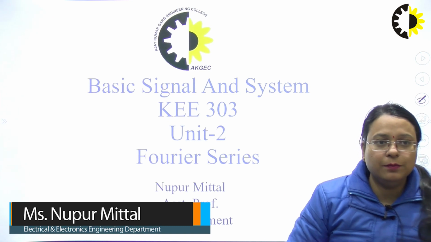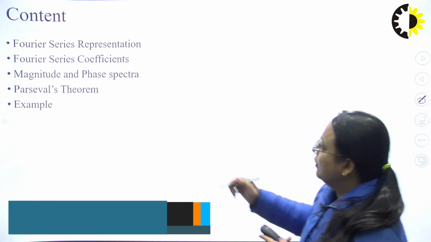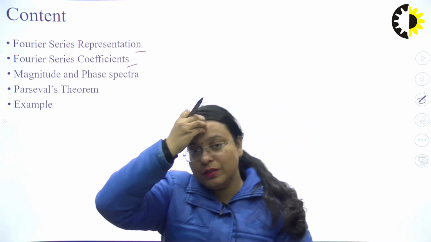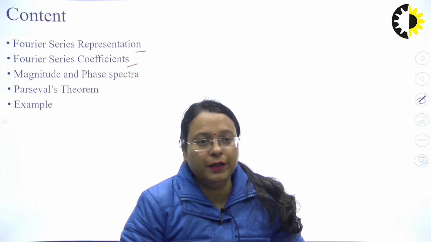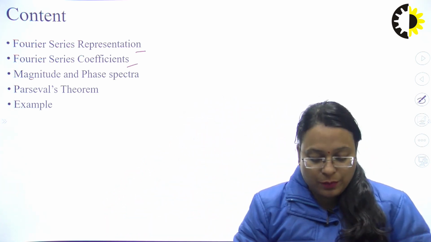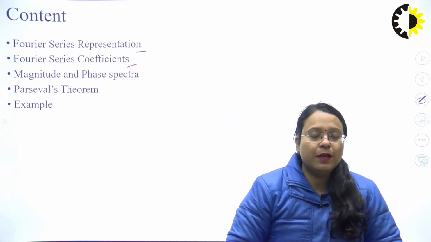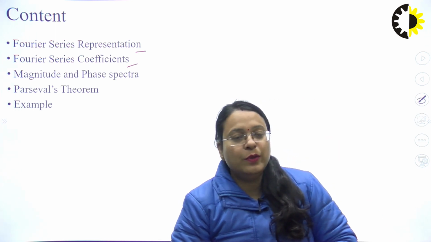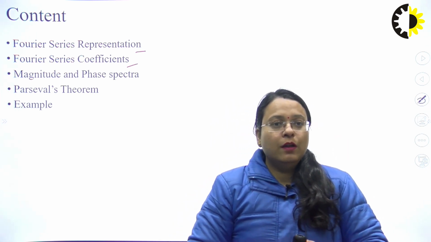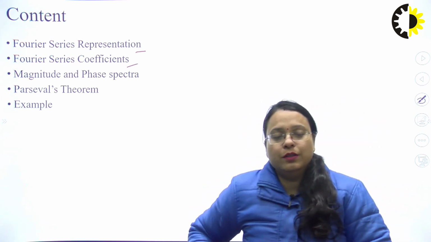Today I am going to talk about the Fourier series, which is the second unit of basic signal and system. In Fourier series, I'll talk about the representation of Fourier series, what the Fourier series coefficients are, and how we can determine them. Then I'll cover the magnitude and phase spectra in the Fourier series. Among the properties of the Fourier series, I will discuss the Parseval theorem, which is very important from an examination point of view and is generally asked as a question in the examination. And at last I will discuss one or two examples on the Fourier series.